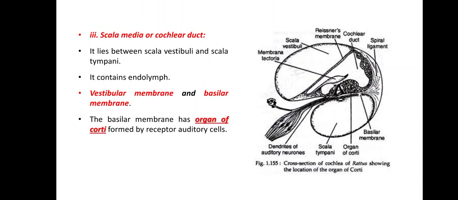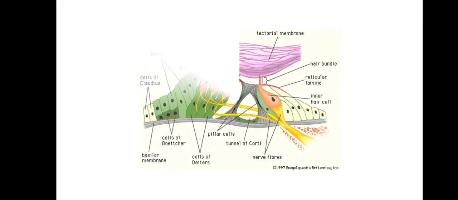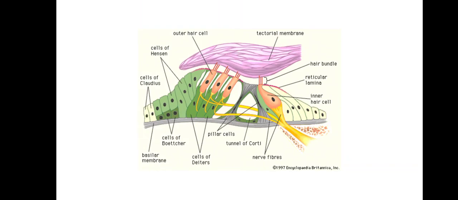Reissner's membrane does not have any important organ or cells, while the basilar membrane contains the organ of Corti. Look at this figure of the organ of Corti, which is actually the part involved in the hearing mechanism. This section consists of different cells. In this figure, you can find the enlarged structure of the organ of Corti.